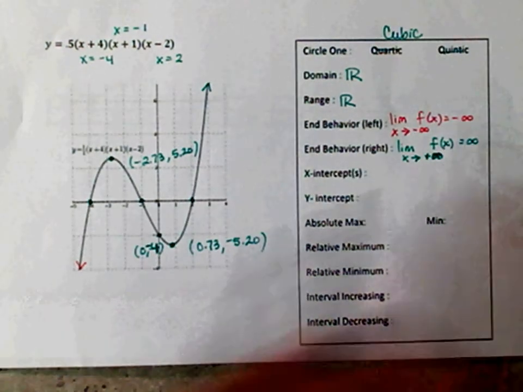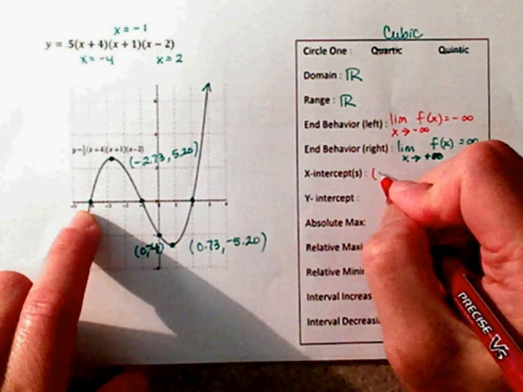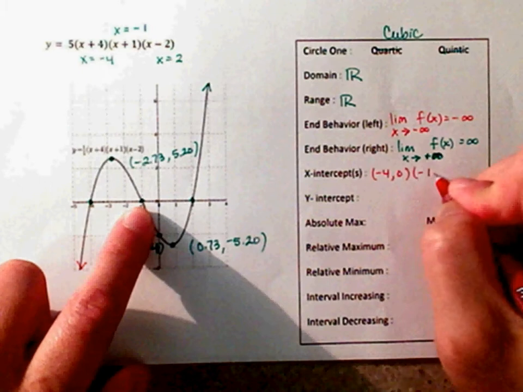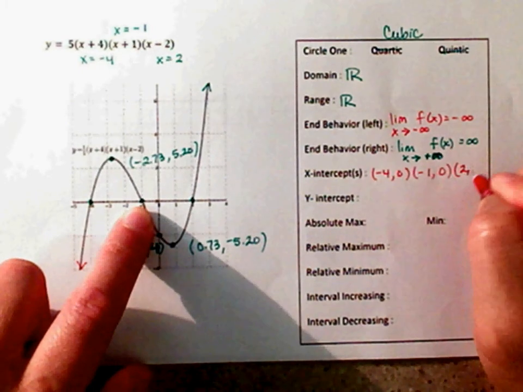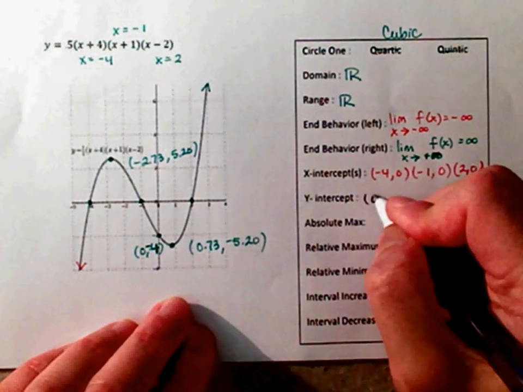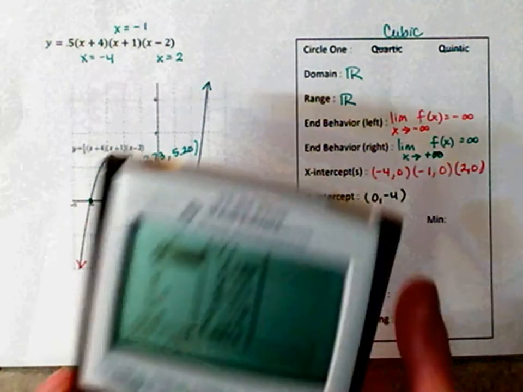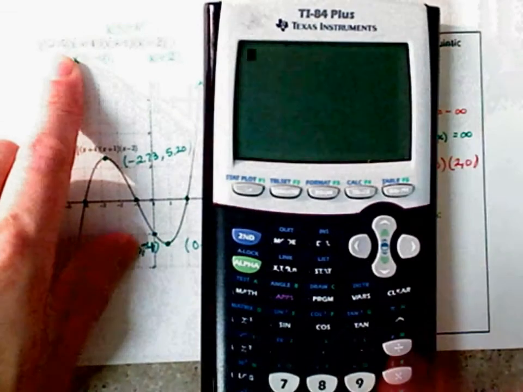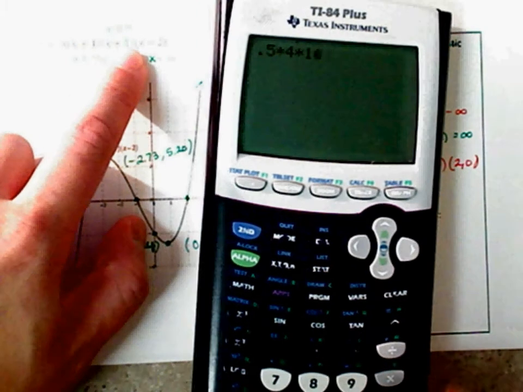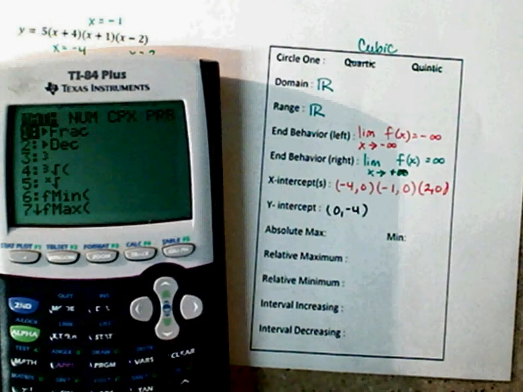Okay. Your x-intercept, where are you crossing it? You're going at negative 4, 0, negative 1, 0, and 2, 0. Your y-intercept is 0, negative 4. Okay, here's another way you can find your y-intercept. Just thought I'd share it with you. All right, put 5 times 4 times 1 times negative 2. Same thing. That's another way you can kind of do it too. Okay, I don't know why I hit that, but there you go.